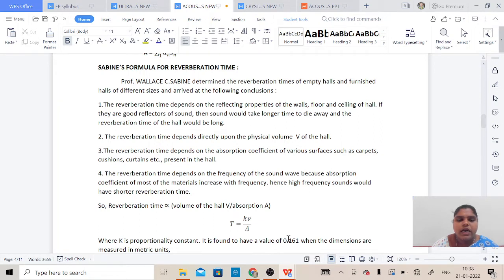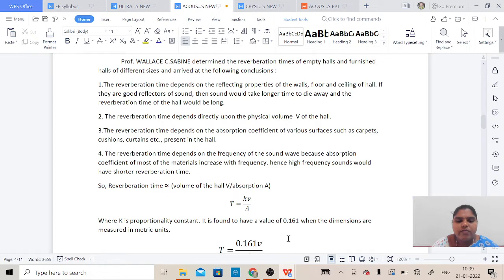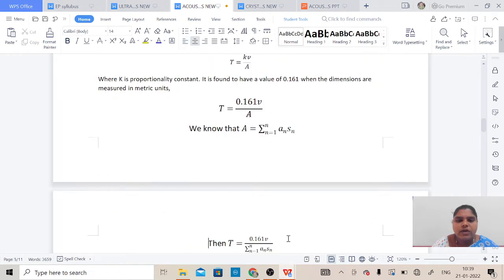So reverberation time is directly proportional to the volume of the hall V divided by the absorption A. So the reverberation time T equals K V by A, where K is the proportionality constant. It is found to have a value of 0.161 when the dimensions are measured in metric units.